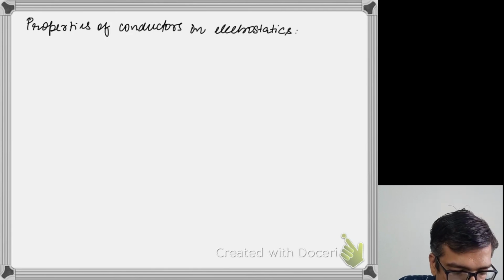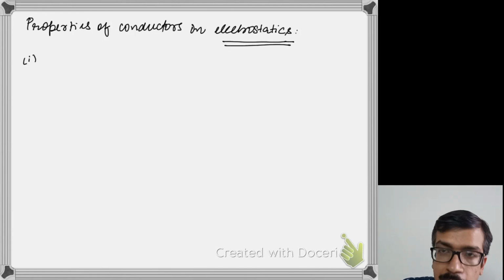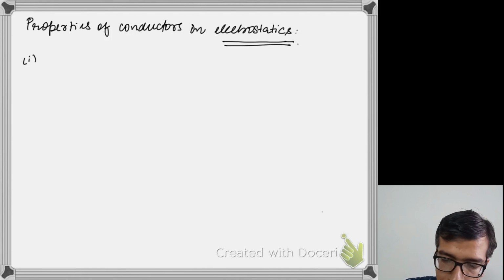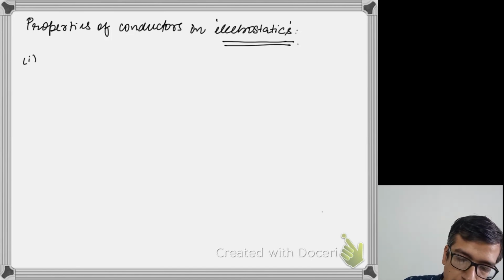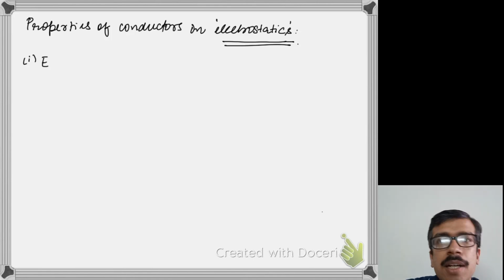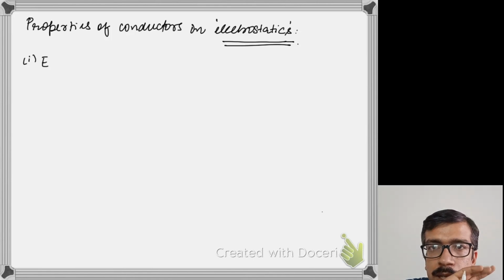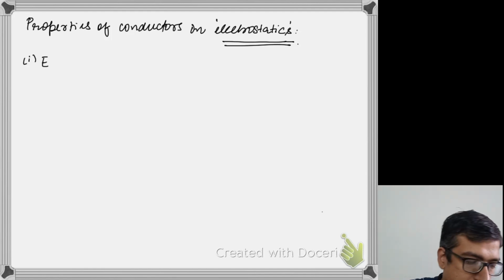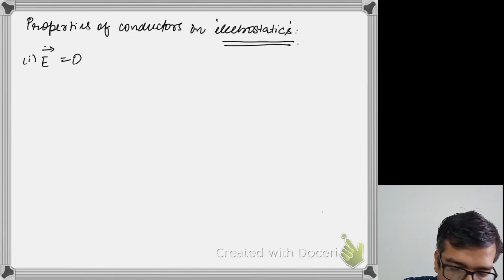Okay, so the first property is that, note that we are saying conductors in electrostatics, right? That word is also important, because in general all these properties may not always be true, but they might be true in the static condition. So let's see what these static conditions are. Static condition means that things have stabilized, and the system is now in a stable situation, at rest. So the first thing is that the electric field is 0 inside the conducting medium.